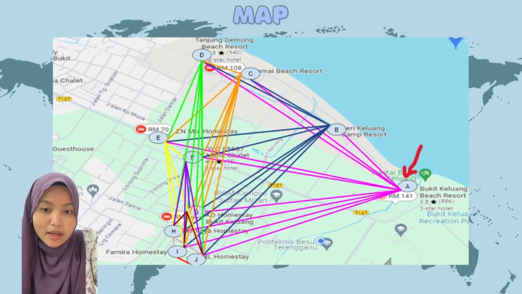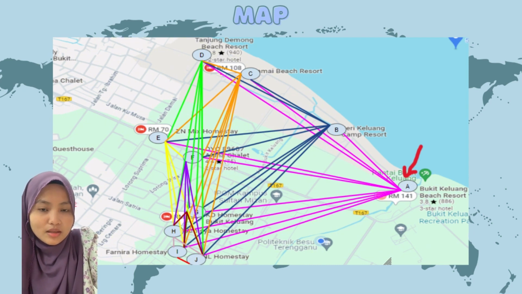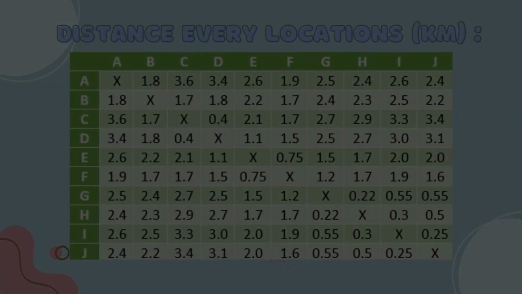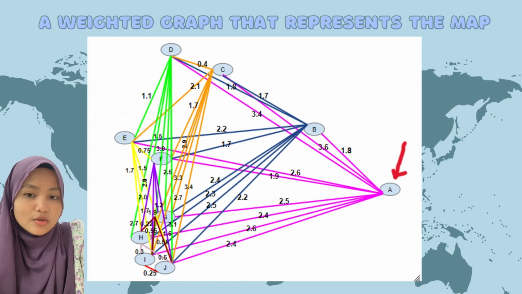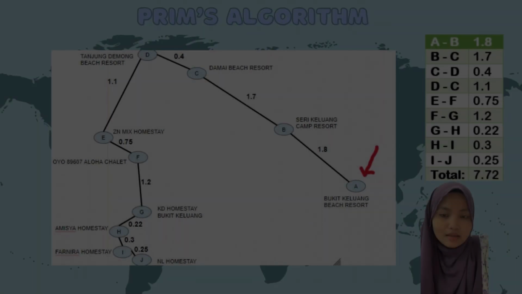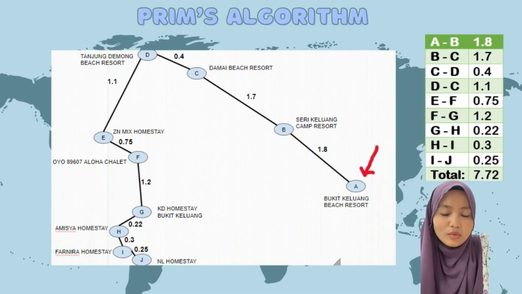Here is a map showing the hotels we found around Polytechnic Besut, each at a different distance. As you can see here, this is a weighted graph that represents the map. Next, I will explain in more detail how to use Prim's algorithm.